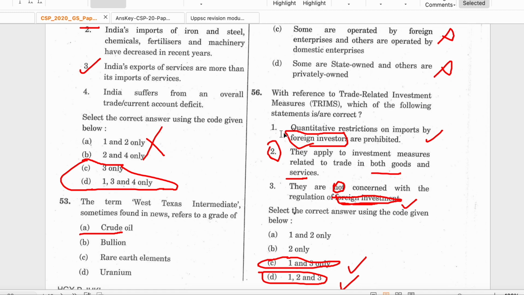With reference to trade-related investment measures, which of the following statements are correct? Now look, it is very interesting. Here I used such logics in the examination. Investment, quantitative restriction on imports by investors. They are not concerned with the regulation of foreign investment.